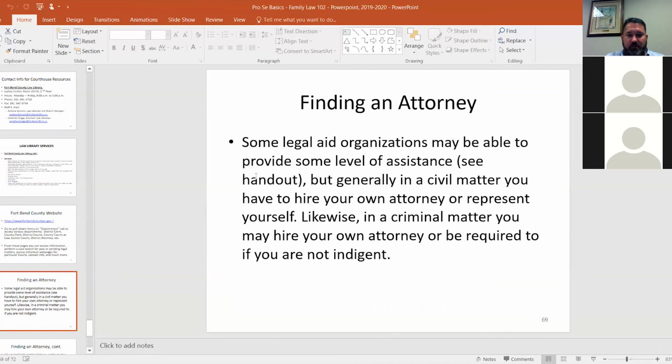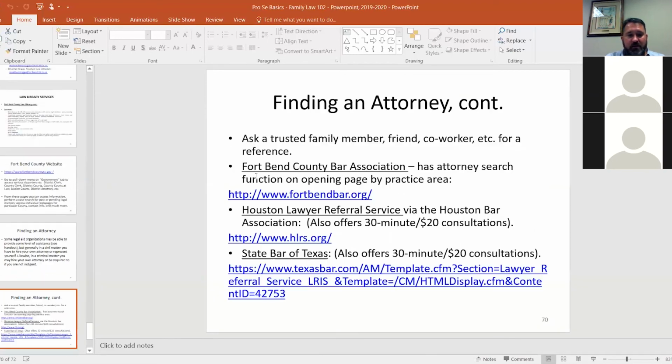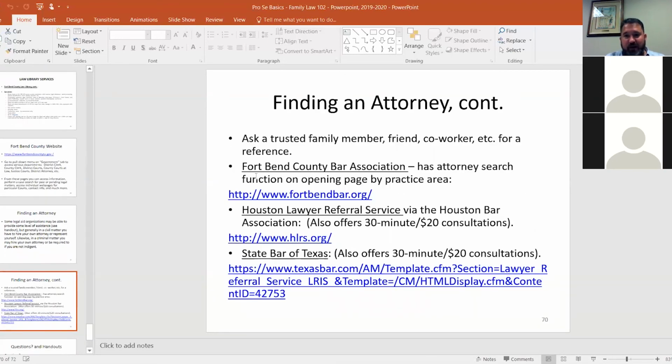So please utilize us. Our phone number is 281-341-3718. We have a public website, llpublic at fortbend.lib.tx.us, and obviously the email for me as well. So please contact us, and we can give you information about finding an attorney to help, or trying to find one yourself to hire, or legal assistance and so forth.